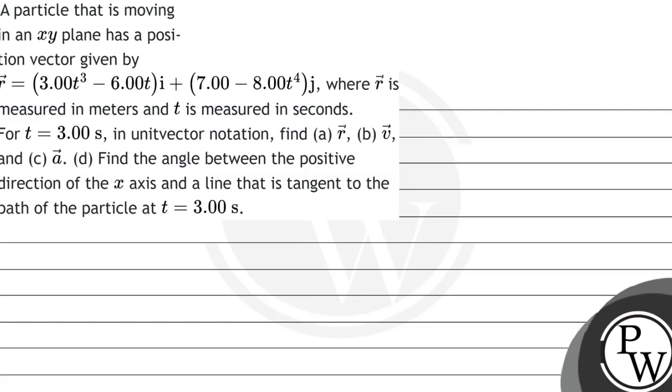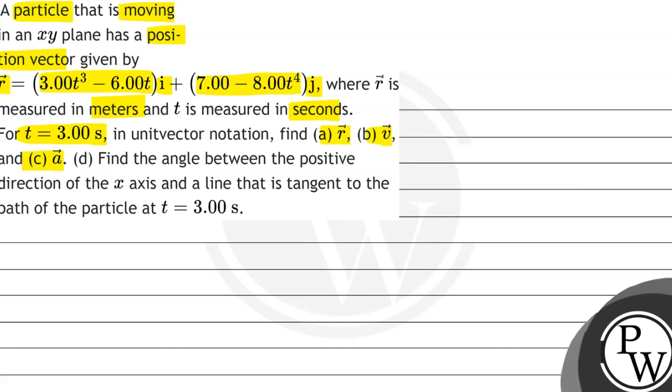Hello बच्चों, let's read this question. A particle that is moving in xy plane has a position vector which is given by r vector equals 3t³ minus 60 i cap plus 7 minus 8t raised to the power 4 j cap, where r is measured in meters, t is measured in seconds. For time t equals 3 seconds, in unit vector notation, find position vector, velocity vector, and acceleration vector.